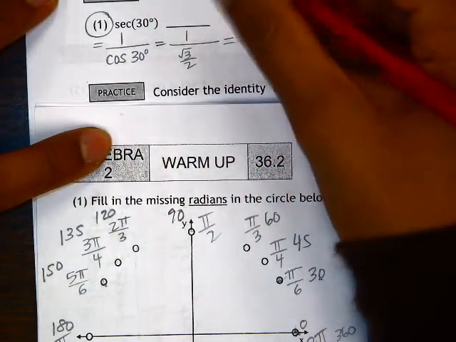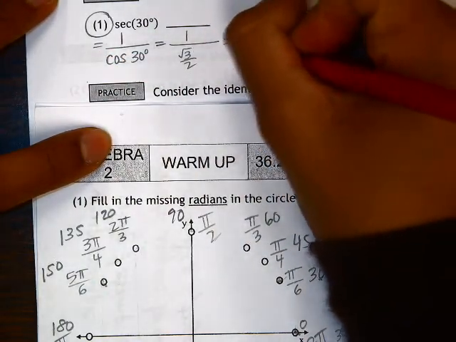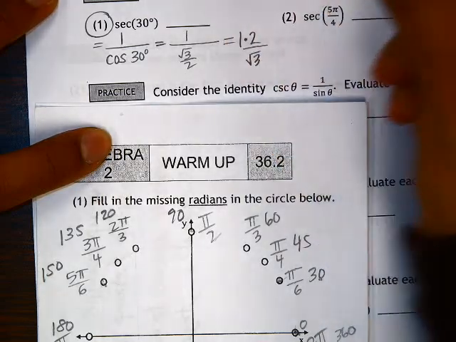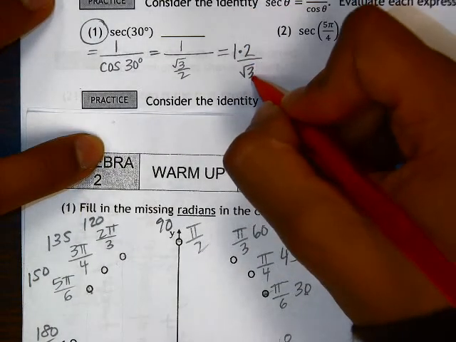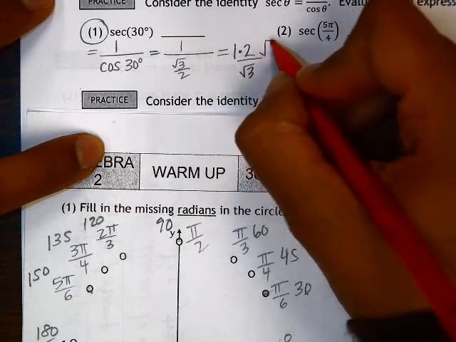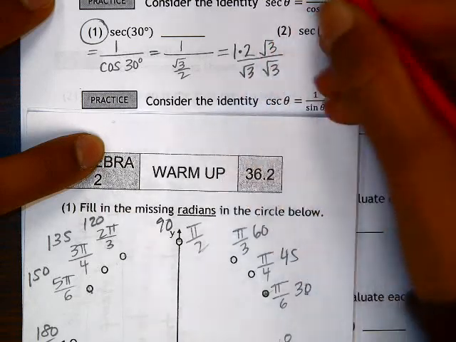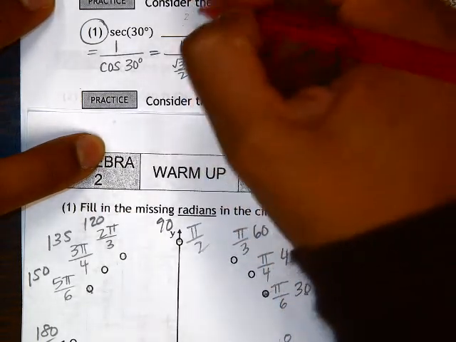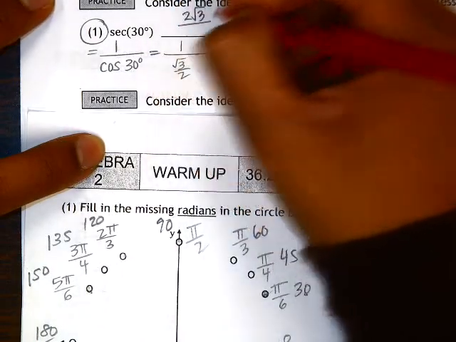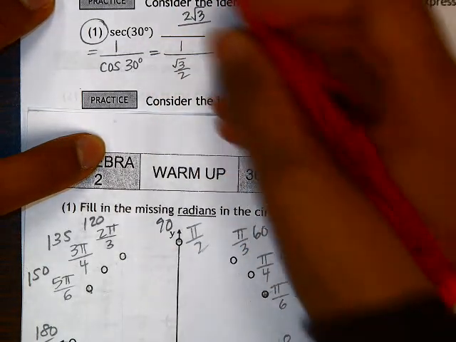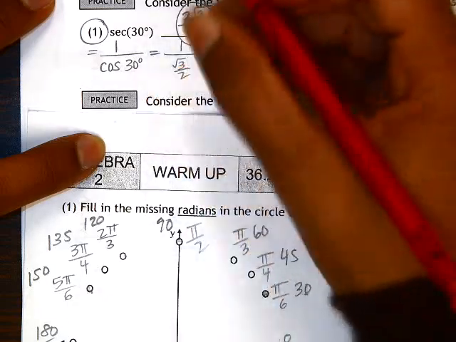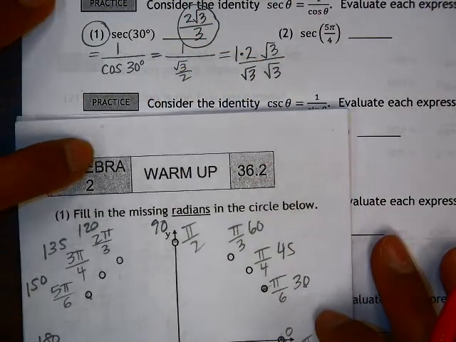1 over root 3 over 2 is the same as 1 times 2 over root 3. And then we need to rationalize the denominator, meaning that we need to multiply by root 3 over root 3. That gives us 2 root 3, and then the denominator, root 3 times root 3 is 3. So we don't have any radicals in the denominator anymore.